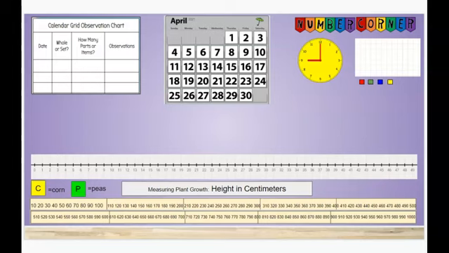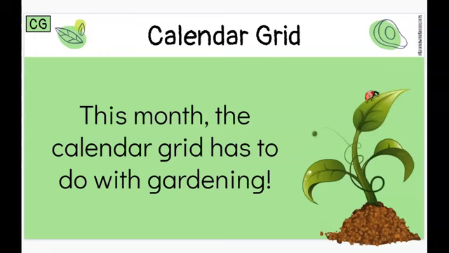For Number Corner today, we are going to take a closer look at our April calendar grid. This month, the calendar grid has to do with gardening. Let's read a quick story about a boy who's going to start gardening with his dad.